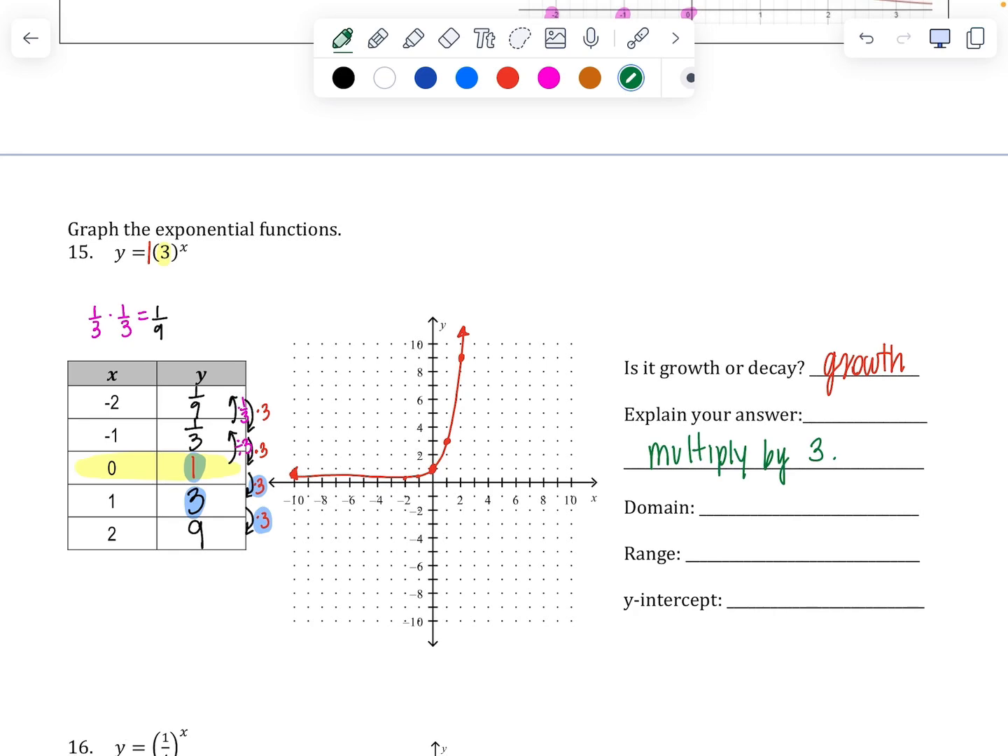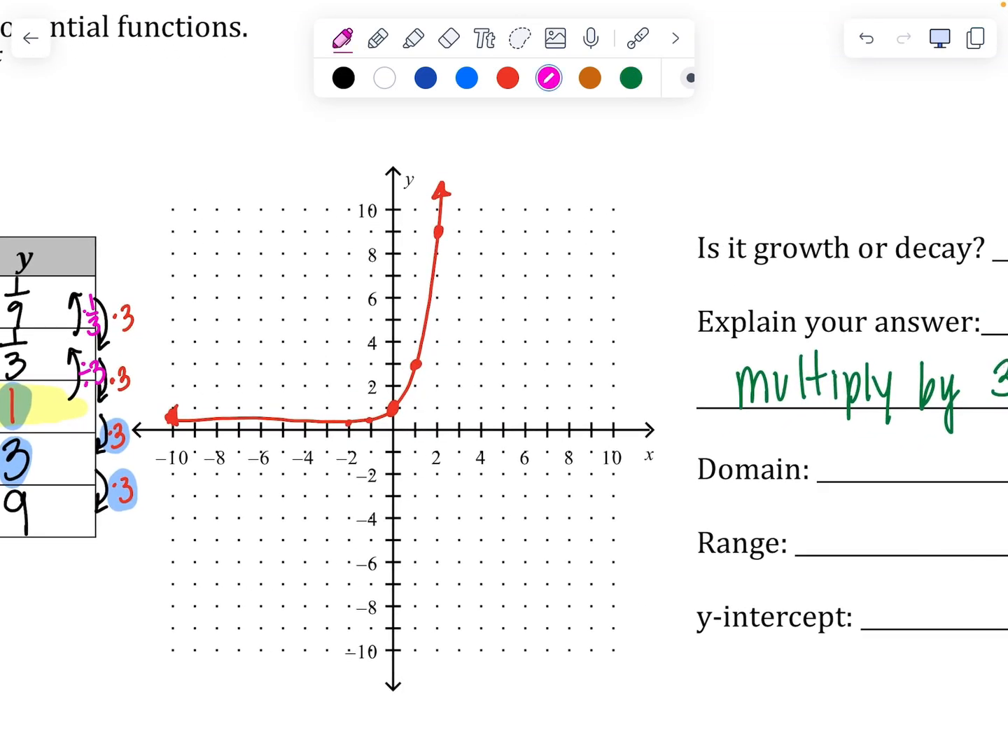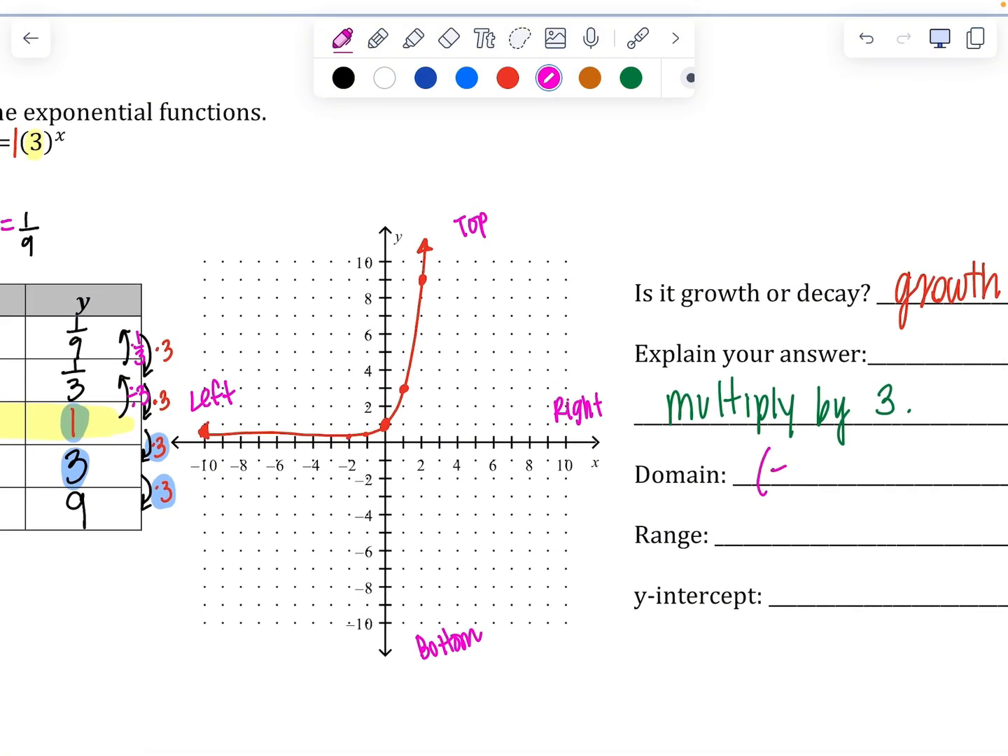For domain and range, I always ask you to label, this is your left side, this is your right hand side, this is your bottom, and this is your top. And I'm going to ask you, domain is always left to right. Where is the arrow pointing to the left? The arrow is pointing to the left, and for a little bit or for a long time or what? Infinitely, right? Forever. So it's negative infinity. And where's it pointing to the right? Positive infinity. This kind of extends a little bit outward, so it goes to infinity, right?